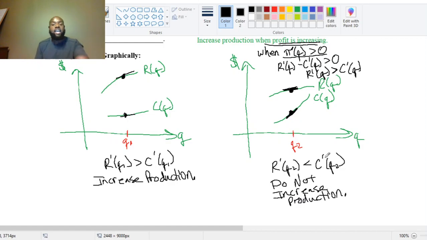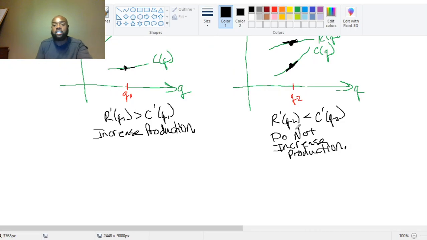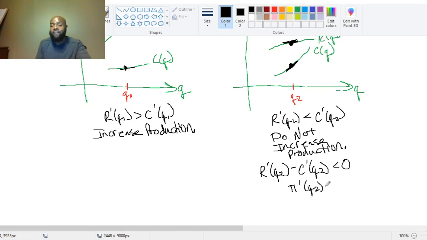Because in this case, if I continue with this inequality, this means if I subtract C prime of Q from both sides here, I'd have R prime minus C prime is less than 0. Remember, your marginal profit is marginal revenue minus marginal cost. So this is basically pi prime is less than 0. And since this is the derivative of profit, that means your profit is decreasing.